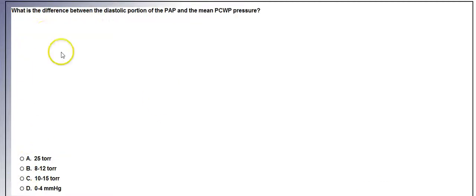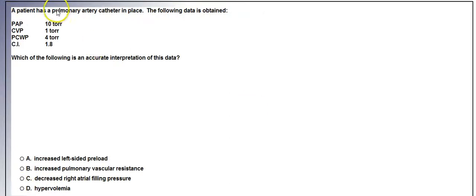All right. So what is the difference between the diastolic portion of the PAP and the mean PCWP pressure? So you want to find out the difference between those two. So that's 0 to 4.